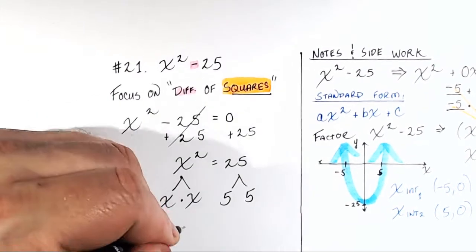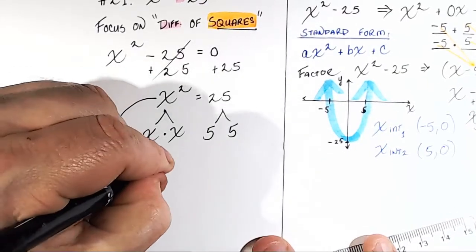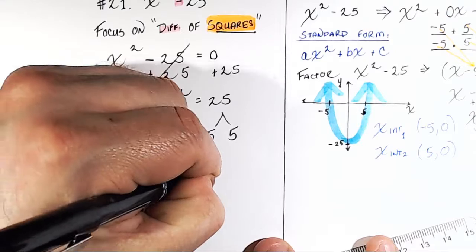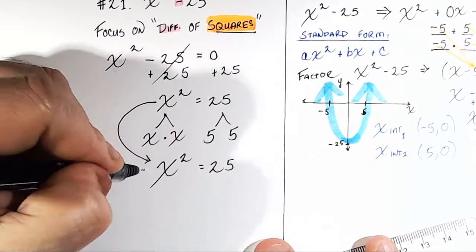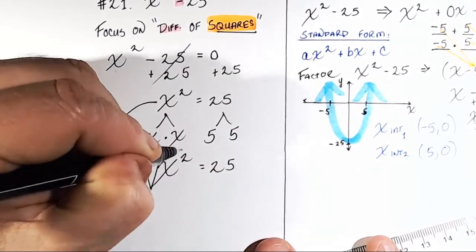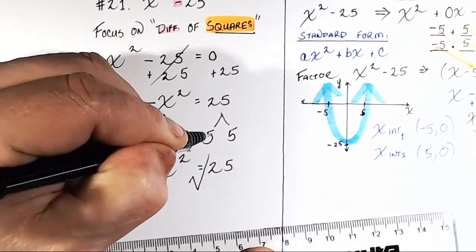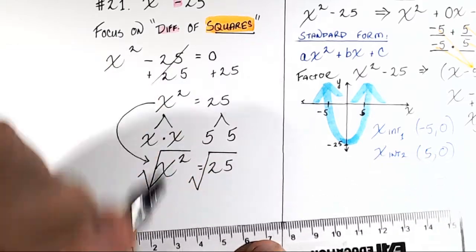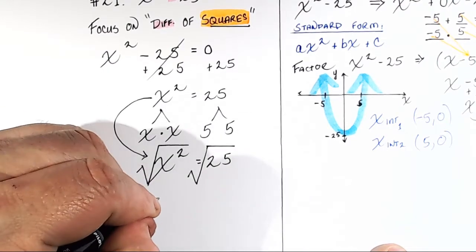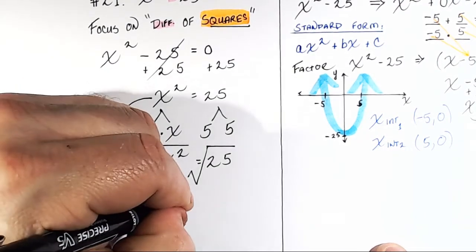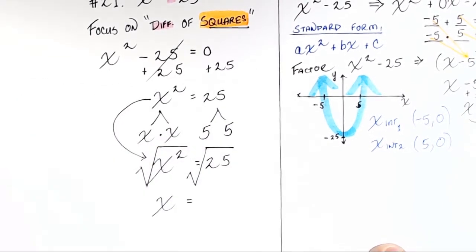Now, let's go back. Let's bring this guy around back over here and write it again. X squared equals 25. So what I'm going to do is take the square root of both sides of this equation. The square root of x squared is x. Okay. Ponder that. The square root of x squared is x.